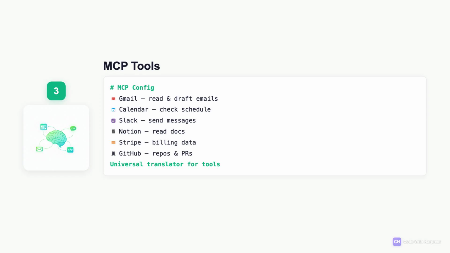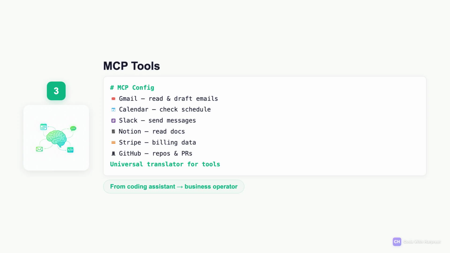Once connected, your agent is not just writing code anymore. It is running your entire workflow. It can check your calendar before scheduling a meeting. It can draft a reply to an email based on your memory preferences. It can pull data from Notion and format it into a report.